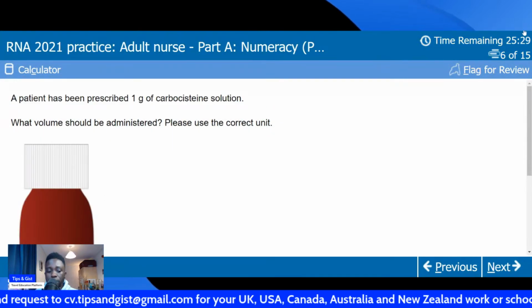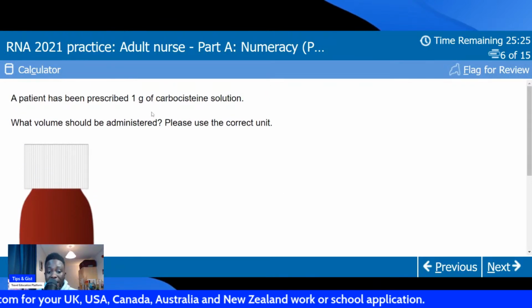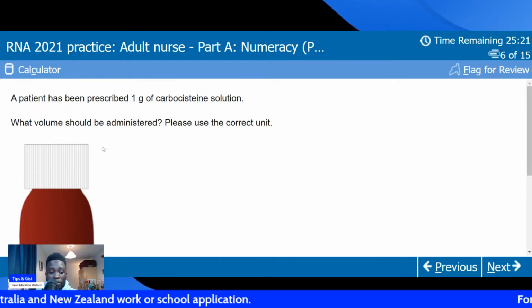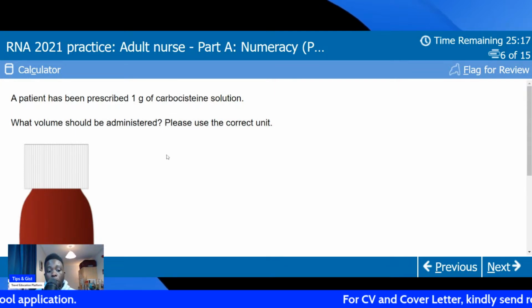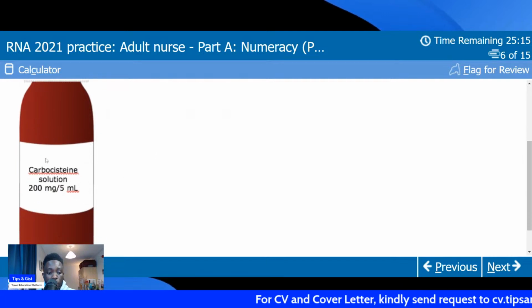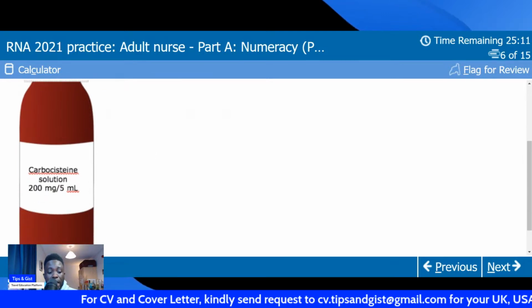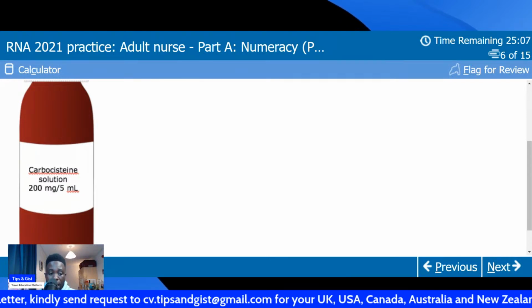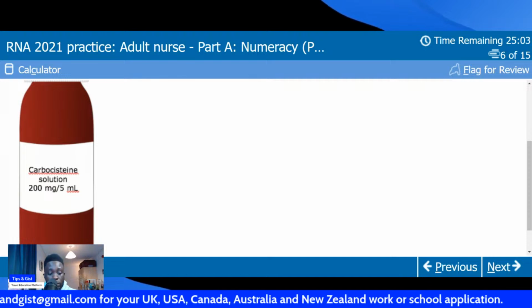let me zoom out. All right. So they said a patient has been prescribed 1 gram of carbocysteine, right? Carbocysteine is a cough mixture. 1 gram of carbocysteine. What volume should be administered? Now we are looking at the label on the drug. The carbocysteine, the manufacturer said if you pour 5 mL, it is equivalent to 200 milligram. That is what the manufacturer is saying, that if you pour 5 mL, it's 200 milligram.